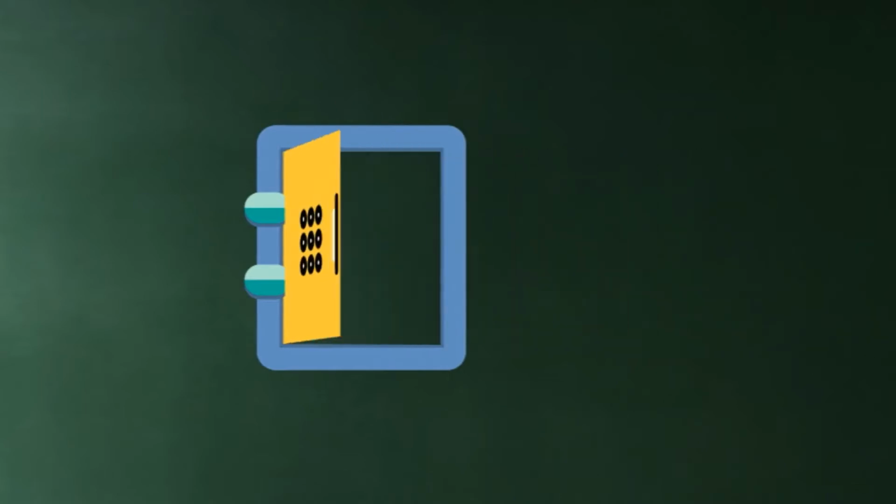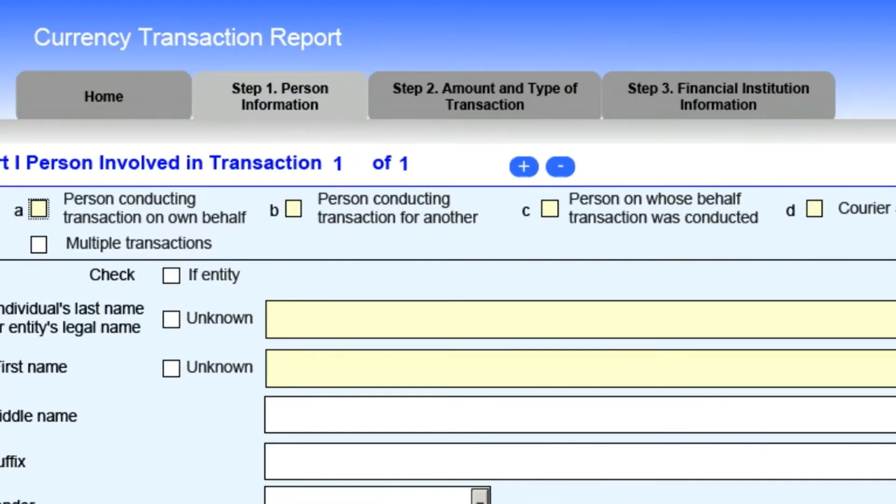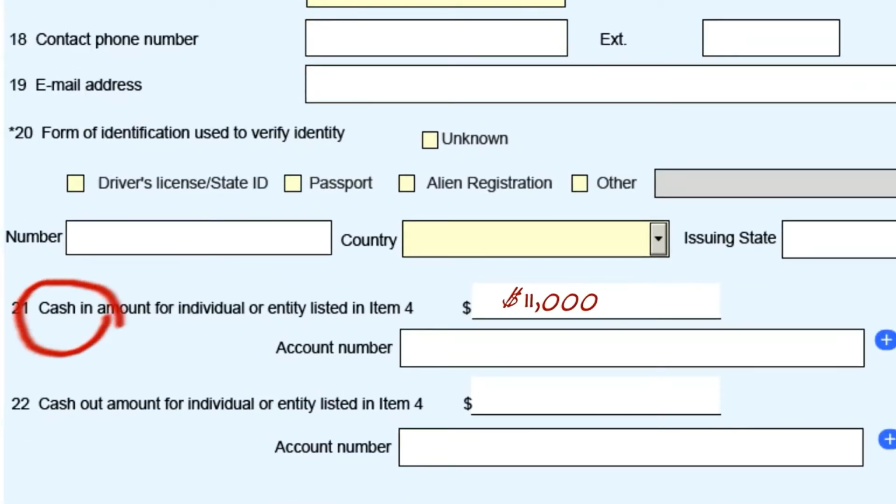Suppose a person deposits $11,000 in currency to his savings account and withdraws $12,000 in currency from his checking account. You would complete the CTR as cash in $11,000, cash out $12,000. This is because there are 2 reportable transactions. You may, however, file a single CTR reflecting both.